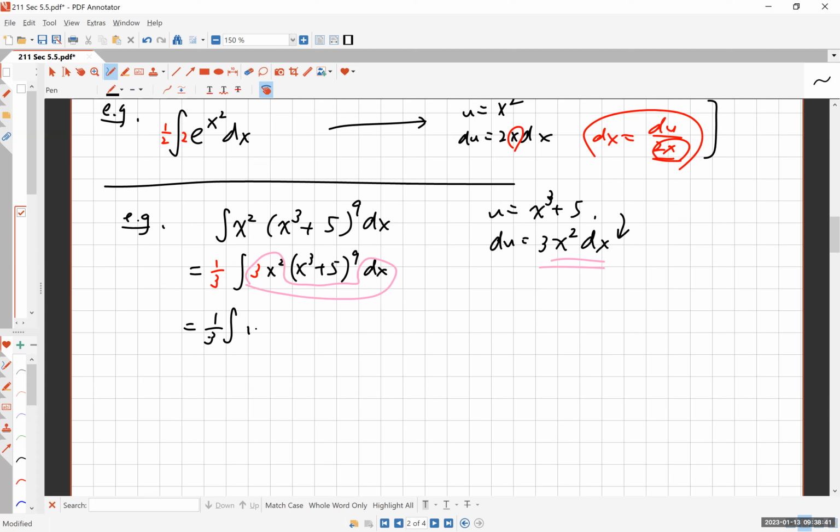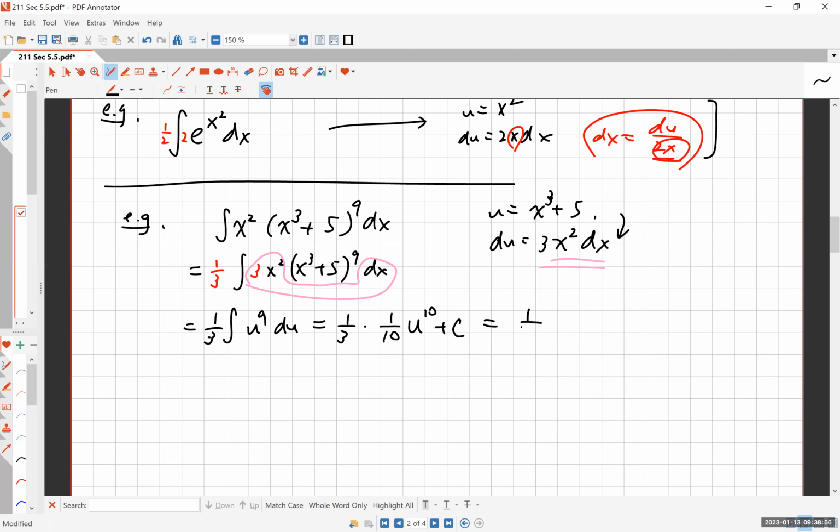So this is what? u to the 9th and then du. See how simple it is in the new world. Okay, and then this is what? u to the 9th becomes 1/10 u to the 10th, plus c.